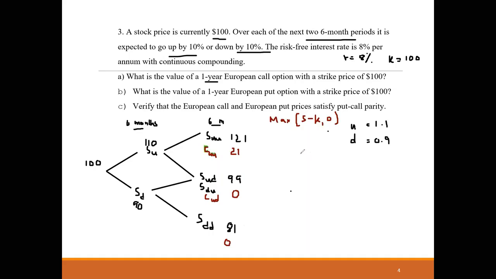Now to get the expected values, we need to find the probability of the upward movement and the probability of the downward movement. Take the probability of the upward movement: e to the power R delta T, where delta T is the duration of the time step, minus D, divided by U minus D. Calculate and tell me what is the value of P.